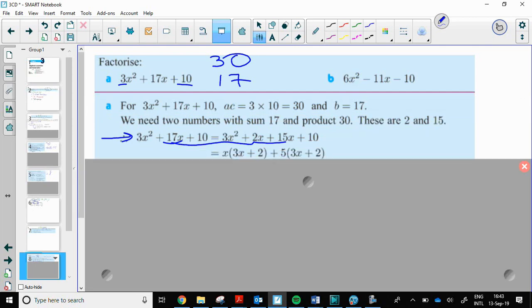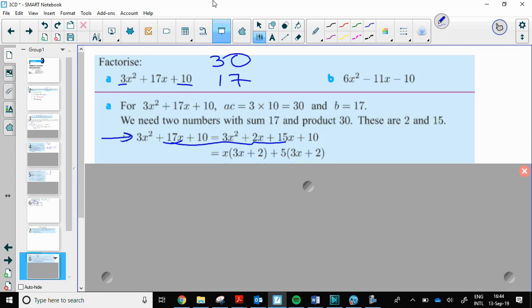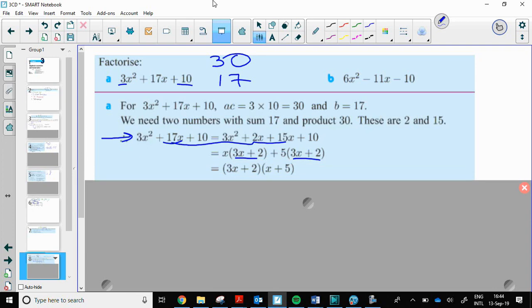What do these pairs have in common? The first pair has an x, the second one has a 5, and now I have a 3x plus 2 in both of them, and we're done. And just like before, we could have switched these two, and it would have been fine.